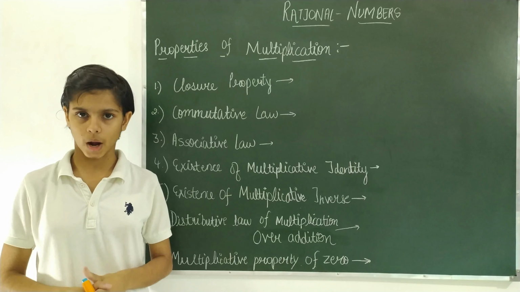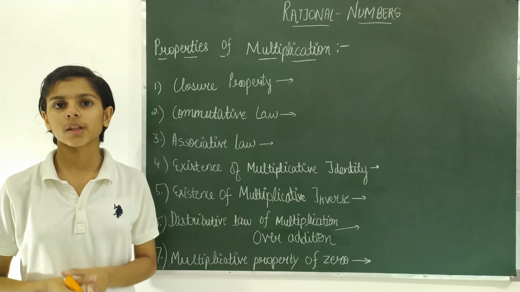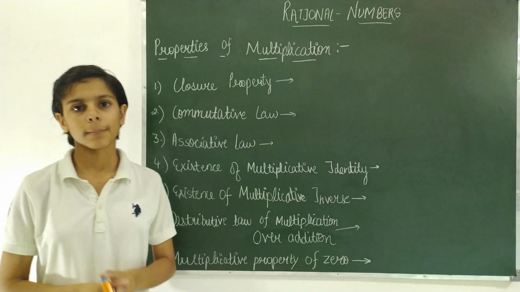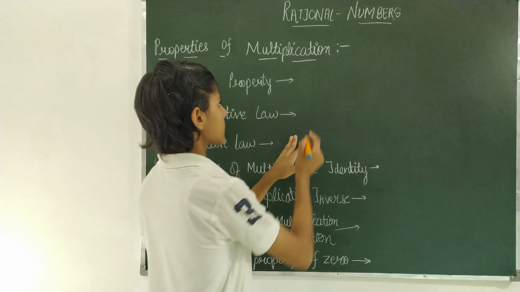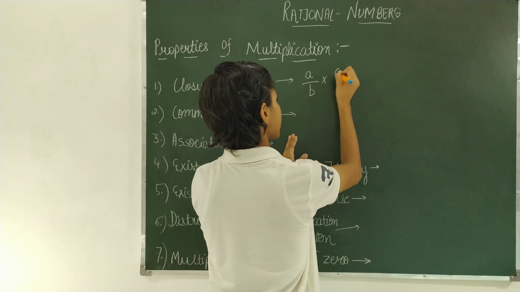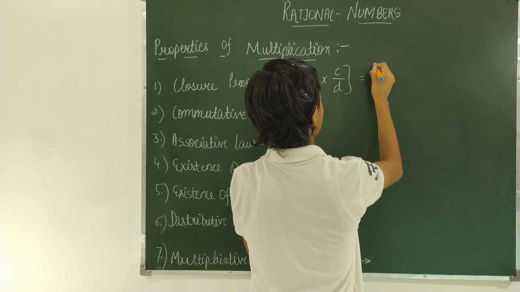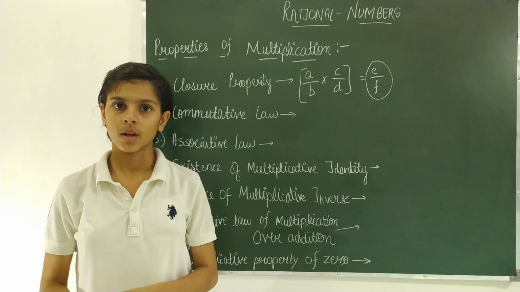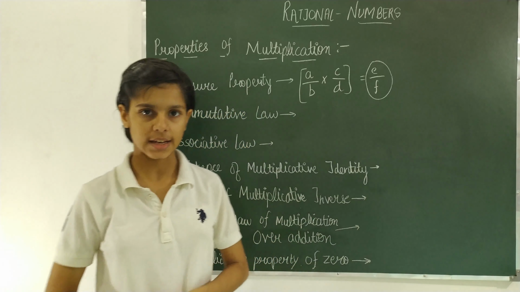So now we will discuss some properties related to the multiplication of rational numbers. There are 7 properties. The first 5 properties are same as those of addition, but there are 2 more. Our first property is closure property. If we multiply two rational numbers, for example, a by b into c by d, and we get the answer e by f, the answer will also be a rational number. Means if you multiply any two rational numbers, the answer will also be a rational number.